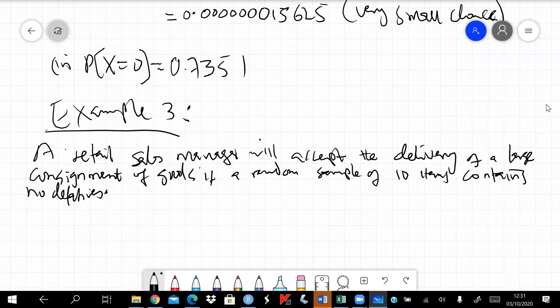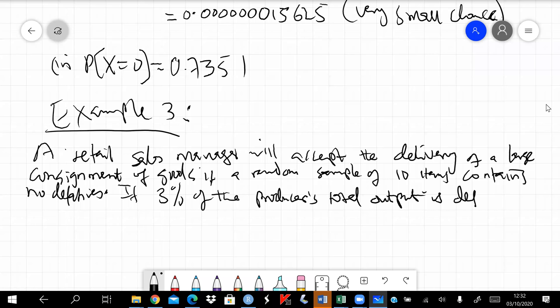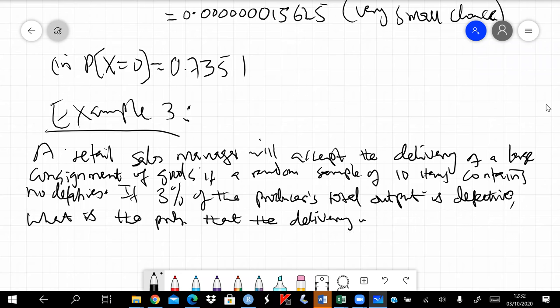Okay, and we say, if 3% of the producer's total output is defective. We know that 3% of the producer's output is defective. What is the probability that the delivery of the consignment will be accepted? What is that probability?